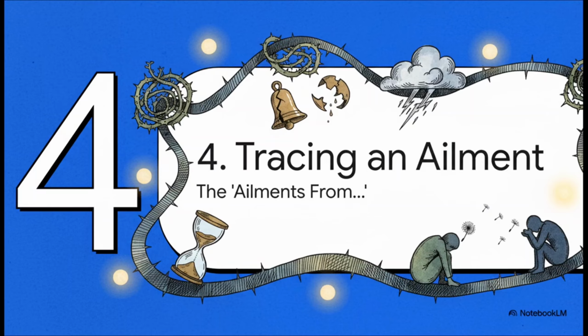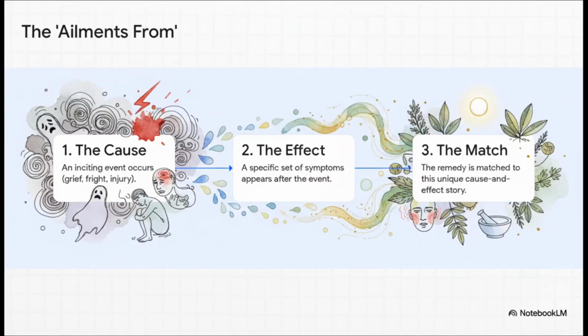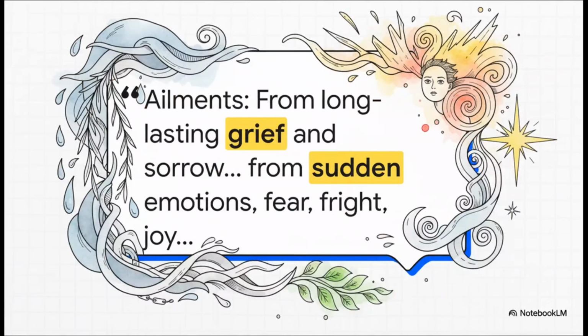Okay, let's build on that. So beyond who the person is deep down, homeopathy puts this huge emphasis on what actually caused their suffering. This is known as the ailments from principle. The logic here is pretty straightforward, like a clear chain of events. First, some kind of inciting event happens. It could be emotional, like grief or a big scare, or something physical, like an injury. Second, a very specific set of symptoms shows up after that event. And third, the whole goal for the practitioner is to find the one remedy that perfectly matches that unique cause and effect story.